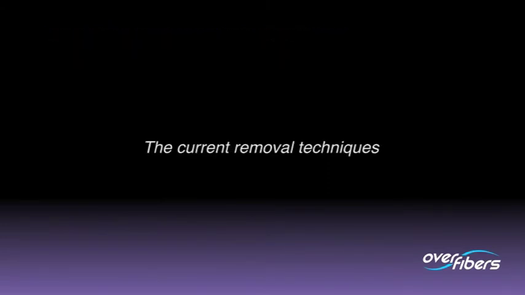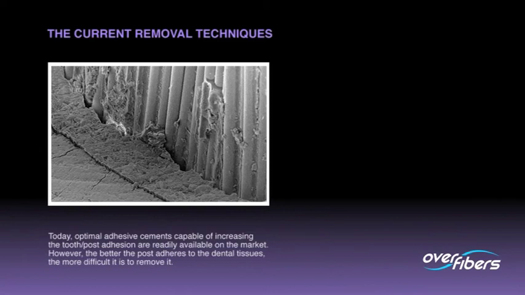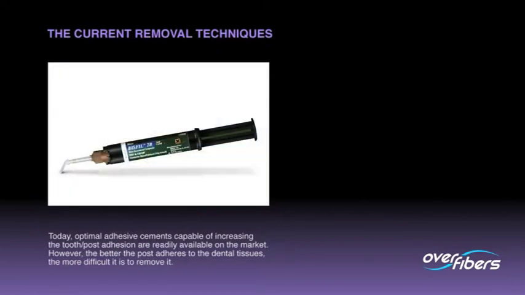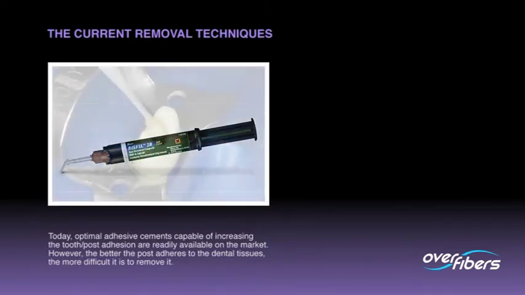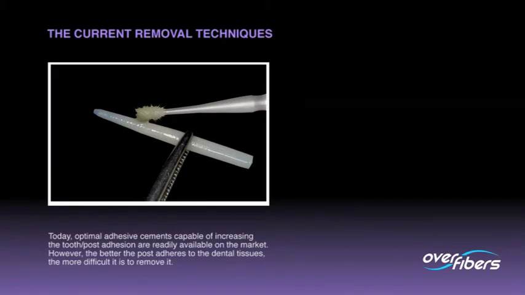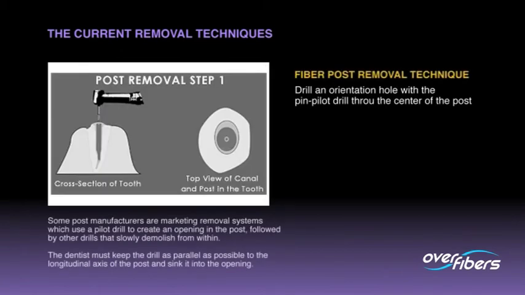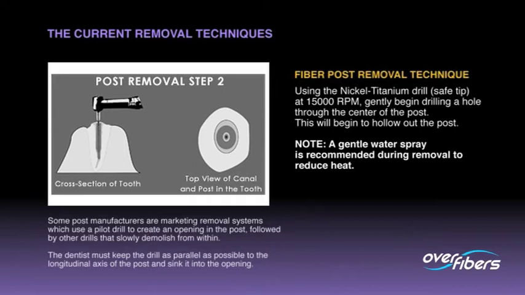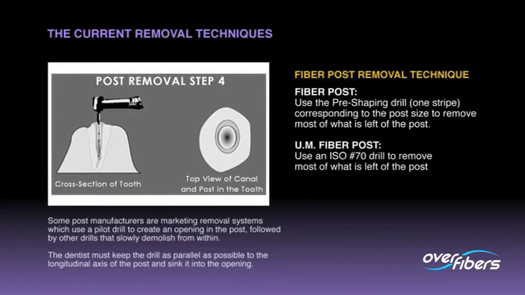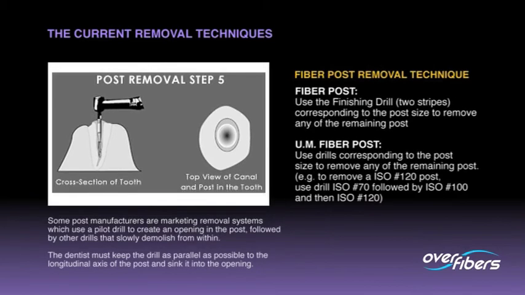The current removal techniques. Today, optimal adhesive cements capable of increasing the tooth post adhesion are readily available on the market. However, the better the post adheres to the dental tissues, the more difficult it is to remove it. Some post manufacturers are marketing removal systems which use a pilot drill to create an opening in the post, followed by other drills that slowly demolish from within. The dentist must keep the drill as parallel as possible to the longitudinal axis of the post and sink it into the opening.